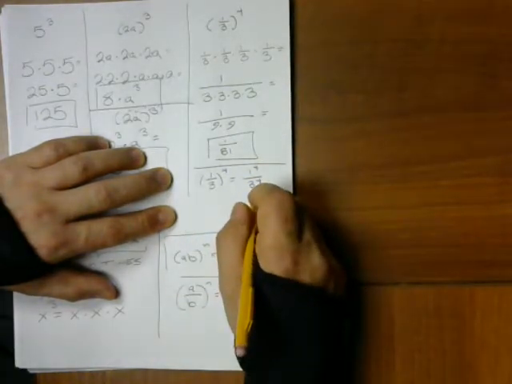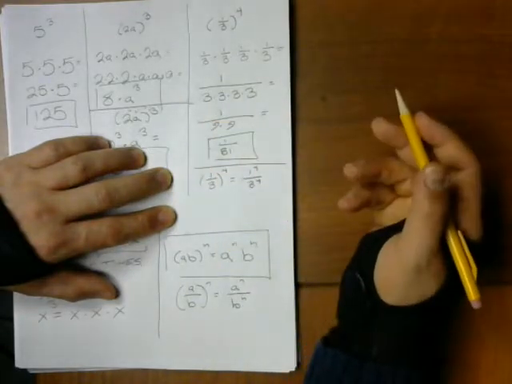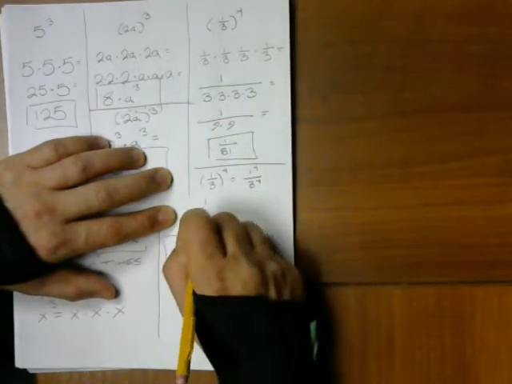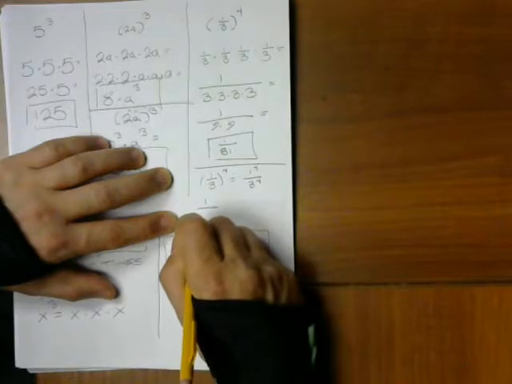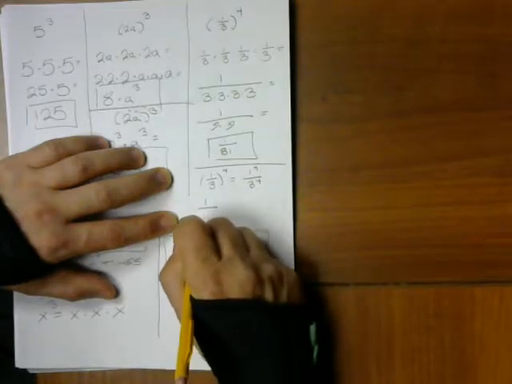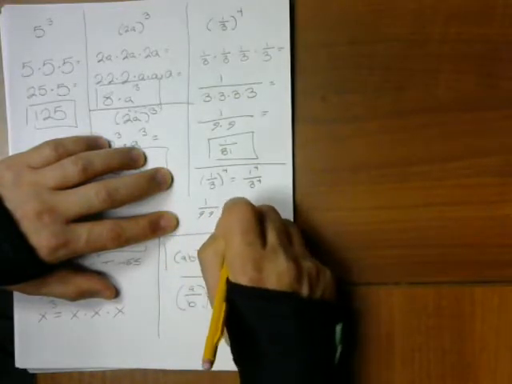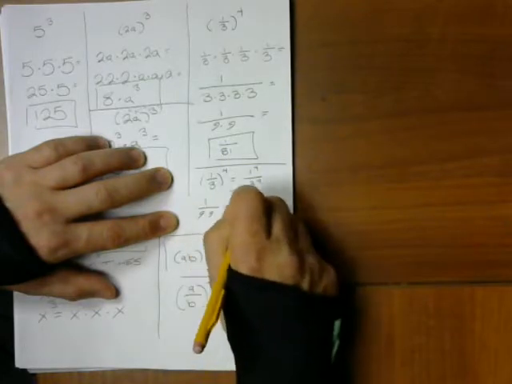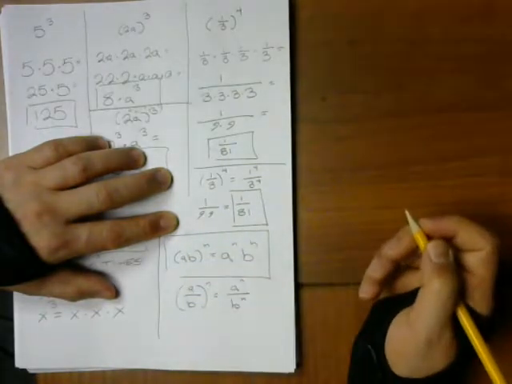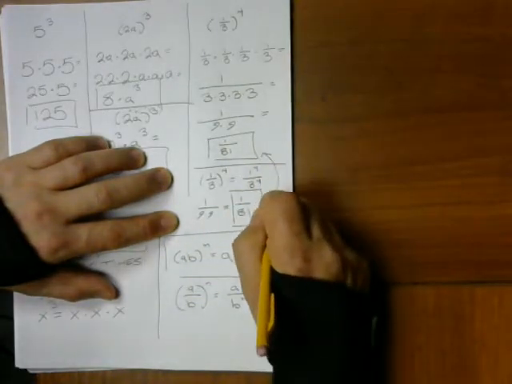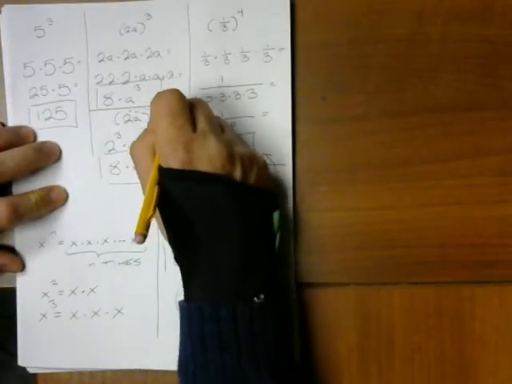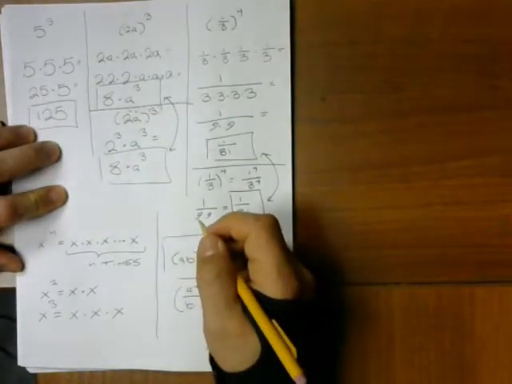Well, 3 to the 4th, as we found out before, is 4 3's all times each other. So I get 1 over 3 times 3 times 3 times 3, which is 9 times 9, which is 81 as well. So you'll see we get the same answer when we do these both ways.